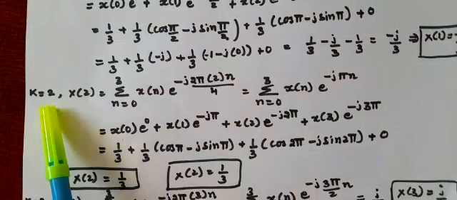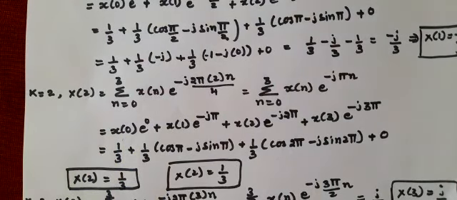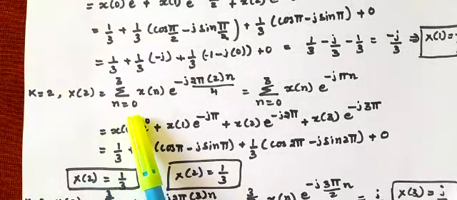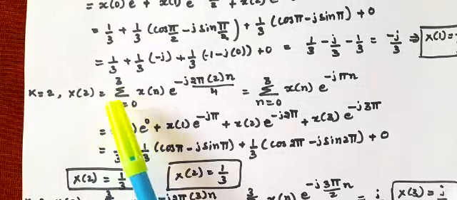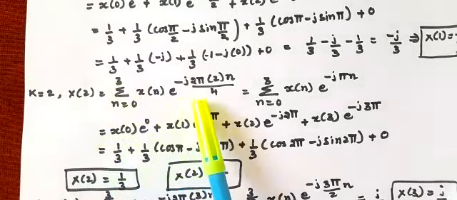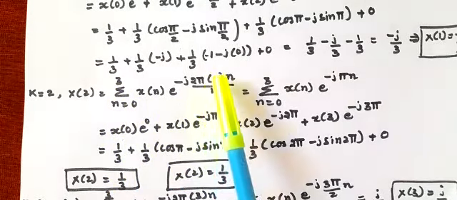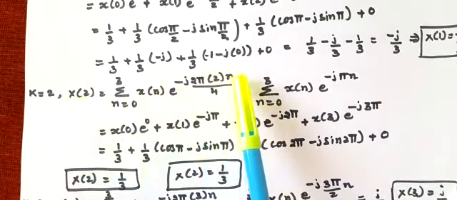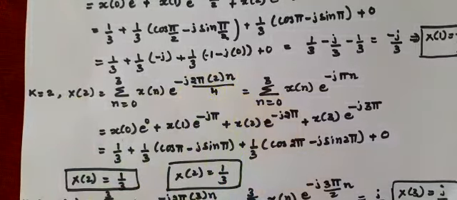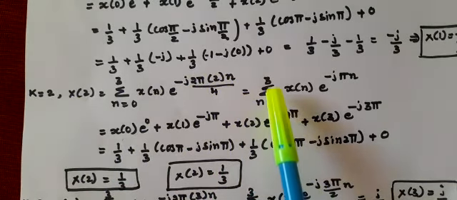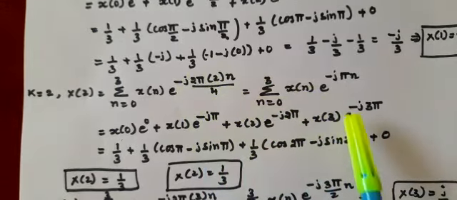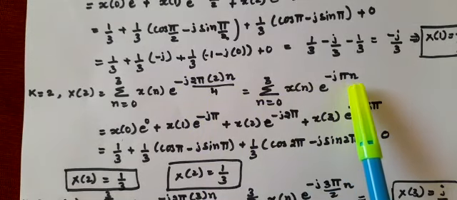So, k is equal to 2, put x of 2, summation n is equal to 0 to 3, x of n e to the power minus j 2 pi k n by capital N, k value is now 2, N is 4. So, it is written as n is equal to 0 to 3, x of n, this 2 and 4 get cancelled and we are left with e to the power minus j pi n.